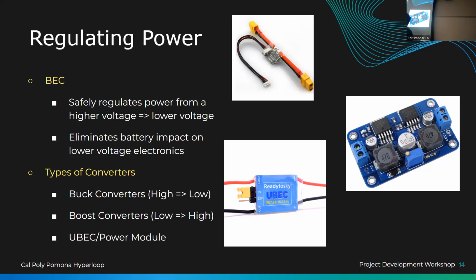You can also have a UBEC or a power module. UBEC stands for Universal Battery Eliminating Circuit. This is usually used for drones. This one also is usually used for drones. And this one's a fun one.